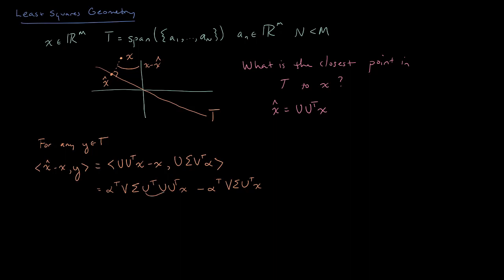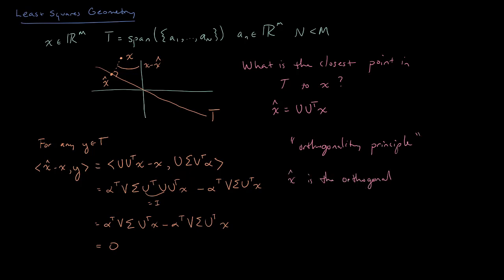And now we realize that U transpose U in the first term is equal to the identity, and so we have alpha transpose V sigma U transpose x minus alpha transpose V sigma U transpose x, which is just 0, which is exactly what we wanted to show. So this fact that the approximation error is always orthogonal to the subspace is sometimes called the orthogonality principle. And this also motivates the terminology that we think of x hat as being the orthogonal projection of x onto T. So you may encounter this terminology or have seen it before, and it's referred to as the orthogonal projection precisely because of this orthogonality property.